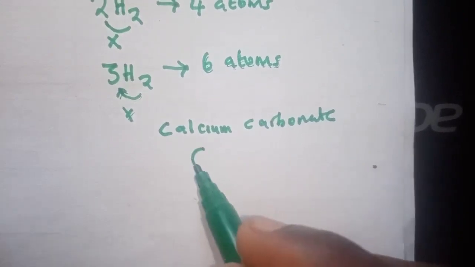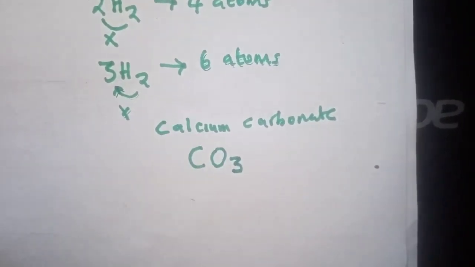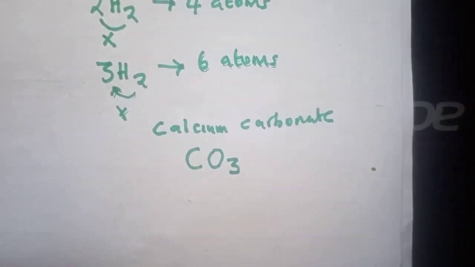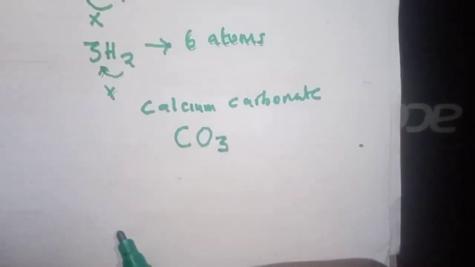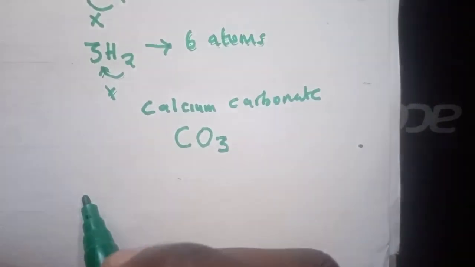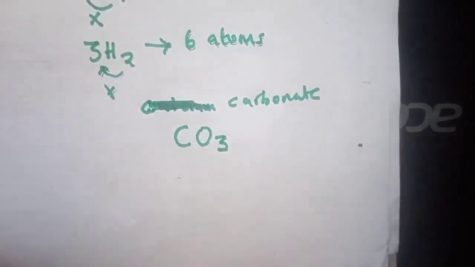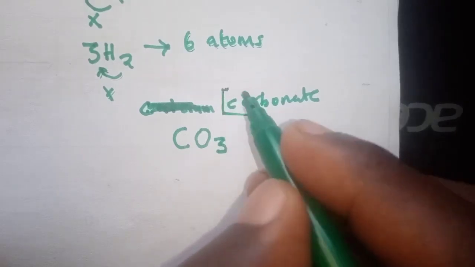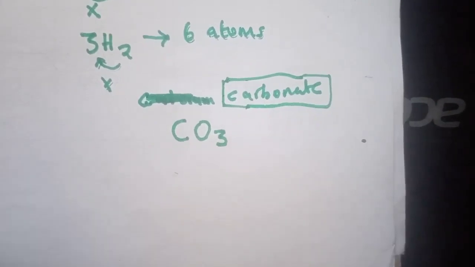Calcium carbonate is written like this. It's a radical, it's among the radicals. Sorry, I was supposed to write just the carbonate. So this is a carbonate radical, not calcium carbonate. Calcium carbonate will be a compound. So just look at the carbonate alone.